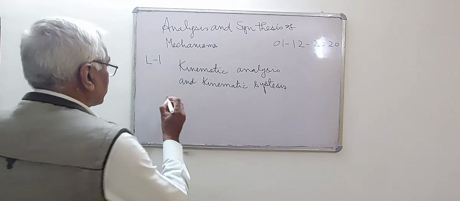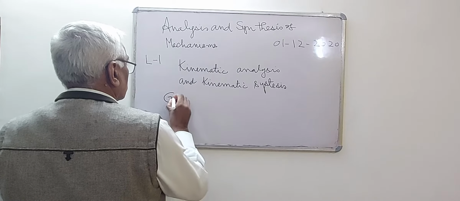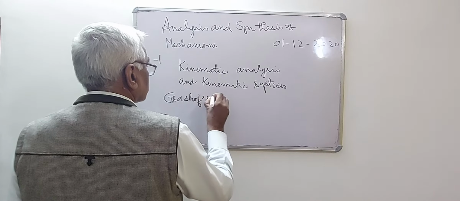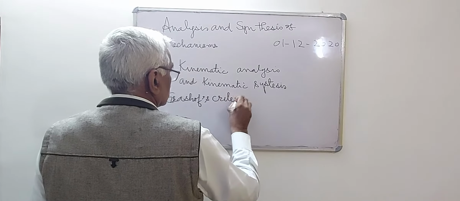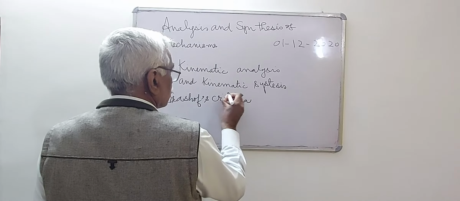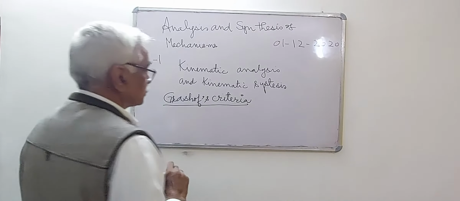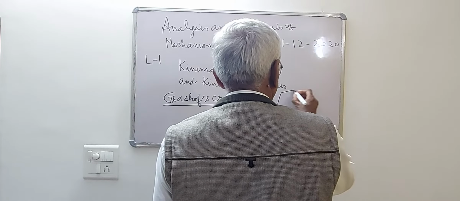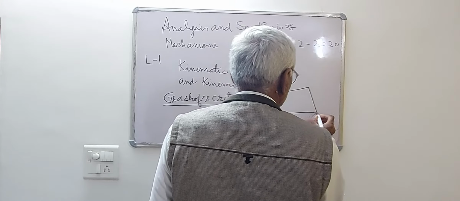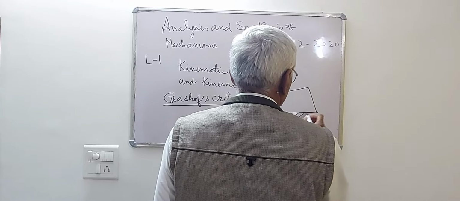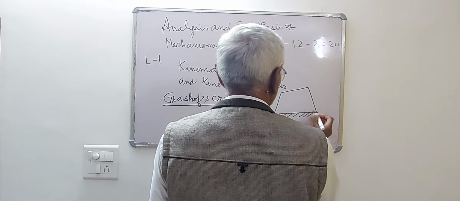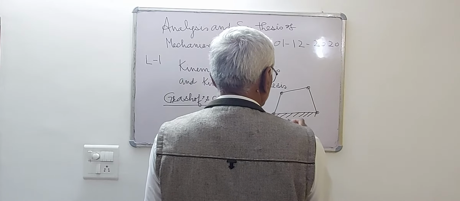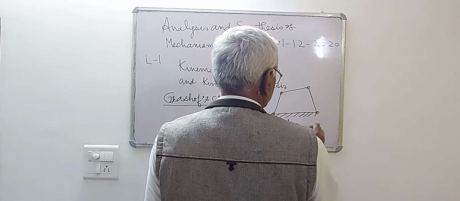Now, Grashof's criteria, or Grashof's rule. So the mechanism is like this. It is a four-bar mechanism. This is known as the frame, the fixed part.